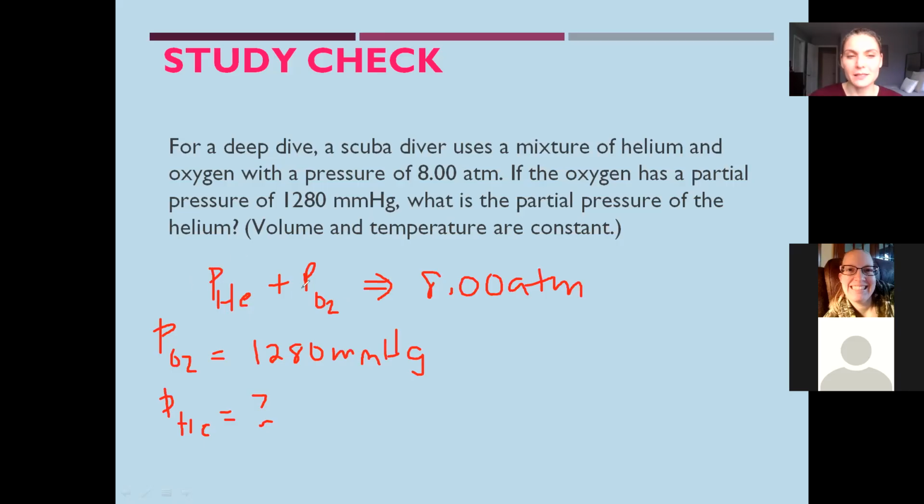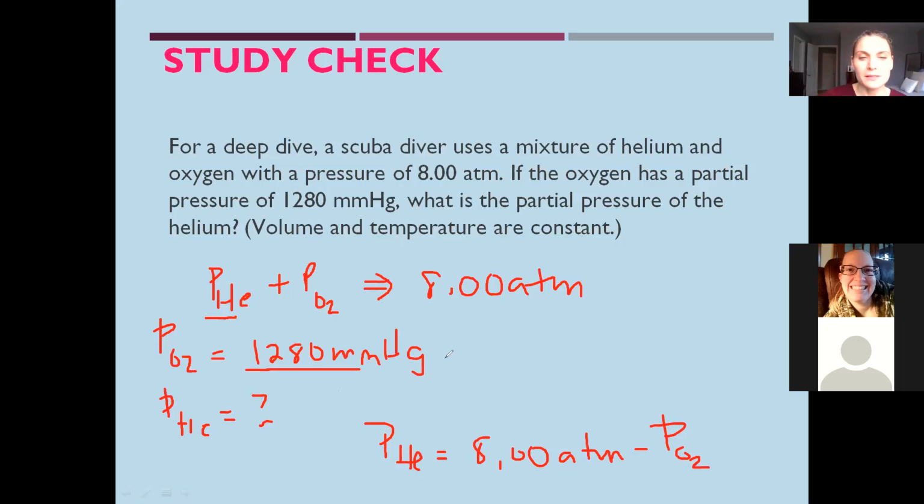Because what we're doing here basically is looking for this partial pressure of helium. So what we can do is the partial pressure of helium equals 8 ATM minus the partial pressure of oxygen. But why can't we just do that right now and make it simple and quick and easy? What's the problem here? Why won't this work? You have to convert to ATMs. Very good. We have to convert to ATM.